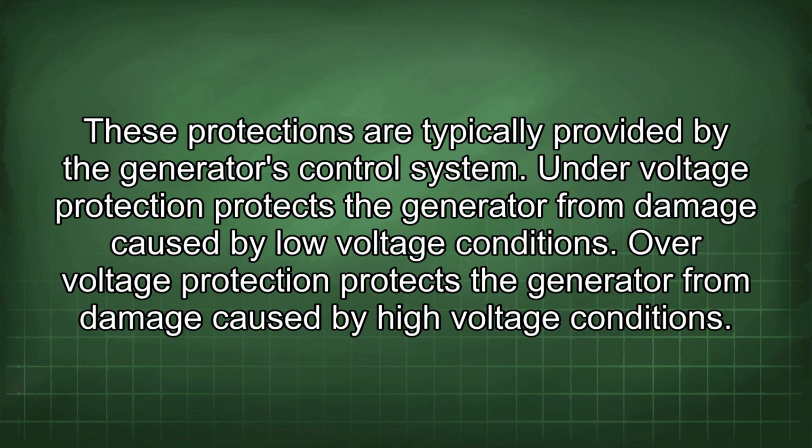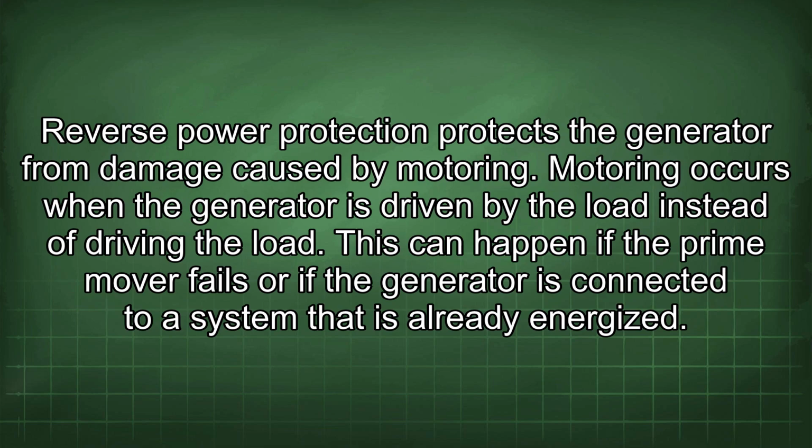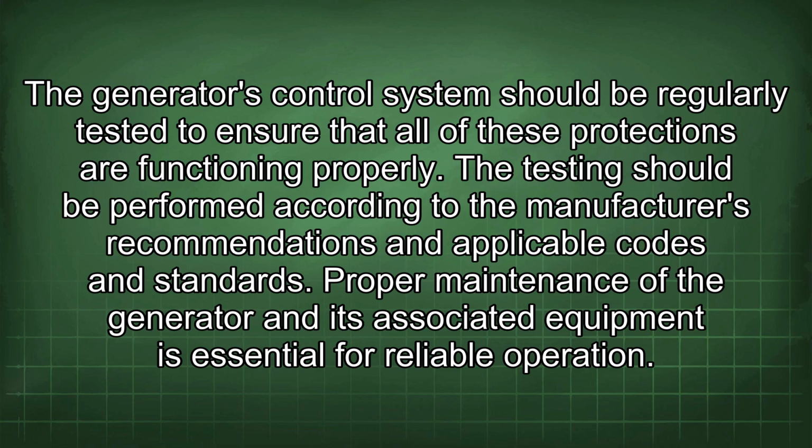Undervoltage protection protects the generator from damage caused by low voltage conditions. Overvoltage protection protects the generator from damage caused by high voltage conditions. Reverse power protection protects the generator from damage caused by motoring. Motoring occurs when the generator is driven by the load instead of driving the load. This can happen if the prime mover fails or if the generator is connected to a system that is already energized. The generator's control system should be regularly tested to ensure that all of these protections are functioning properly. The testing should be performed according to the manufacturer's recommendations and applicable codes and standards.